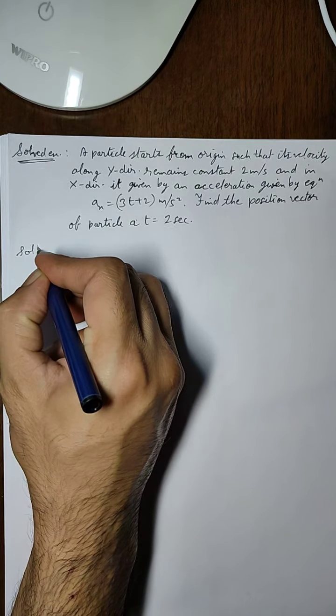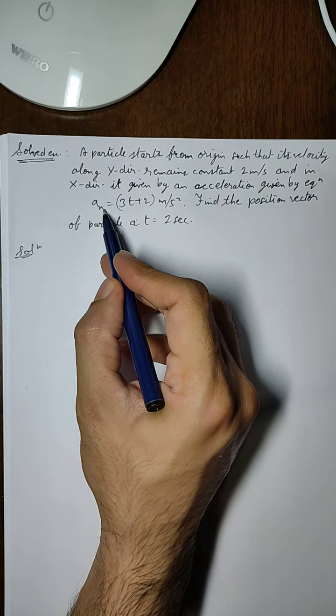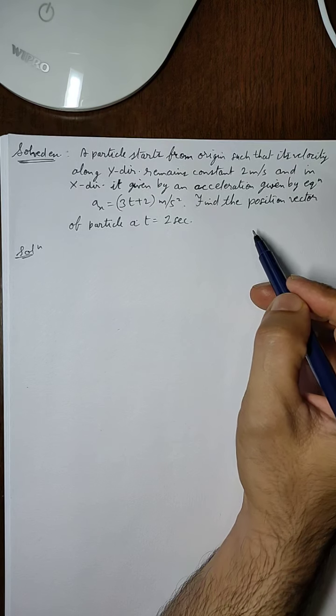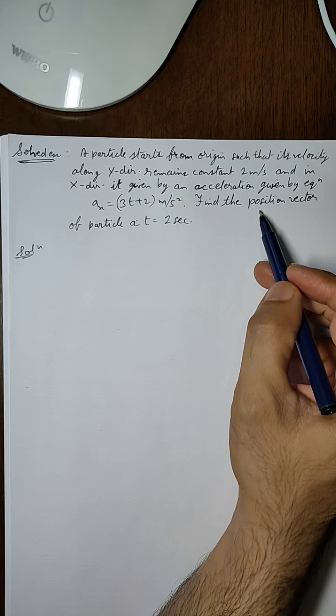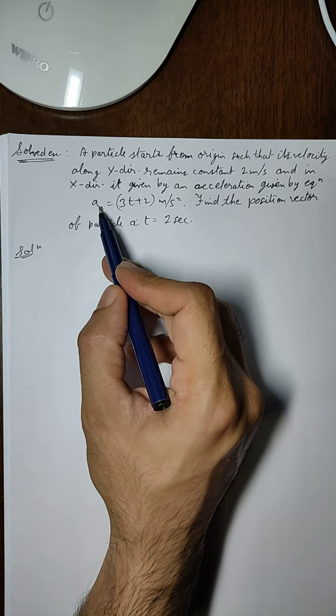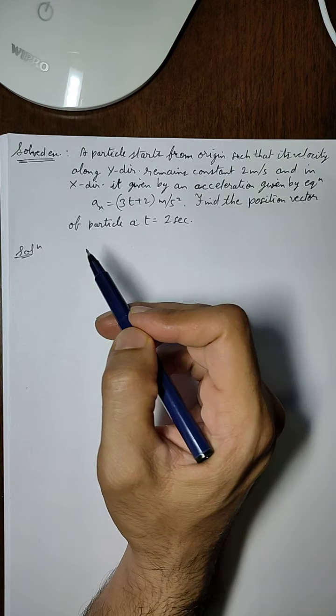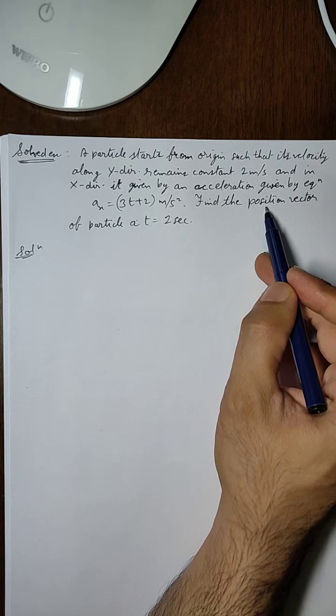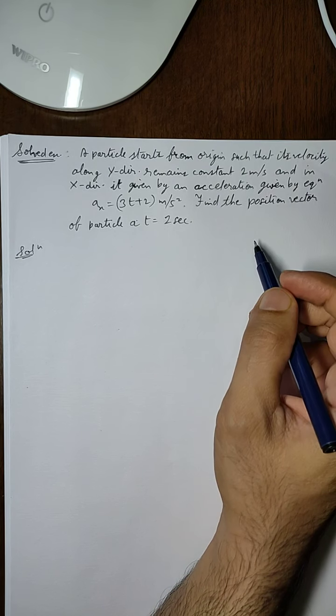Now since we are given the equation of acceleration and we are asked the position, so immediately we should think about integration. When acceleration is integrated with respect to time, we will get velocity, and when velocity is integrated with respect to time, we will get position. So that we have to do.